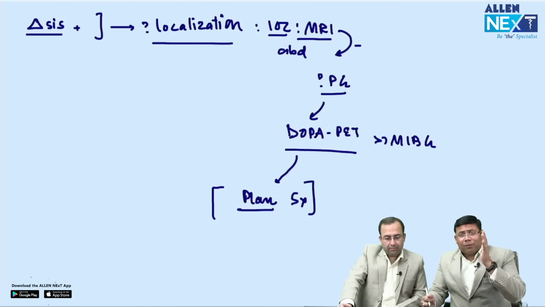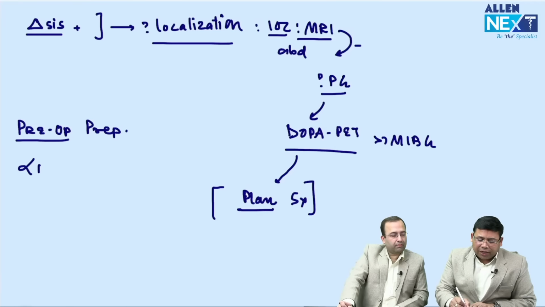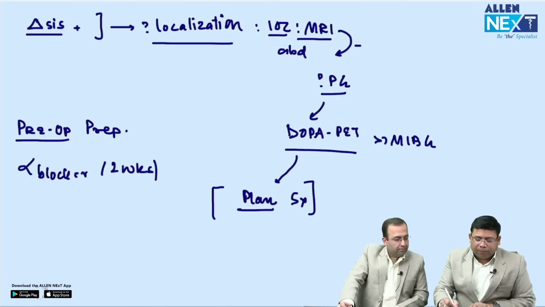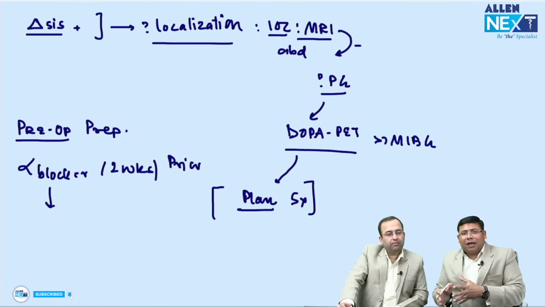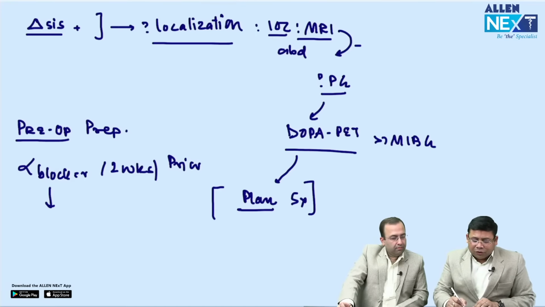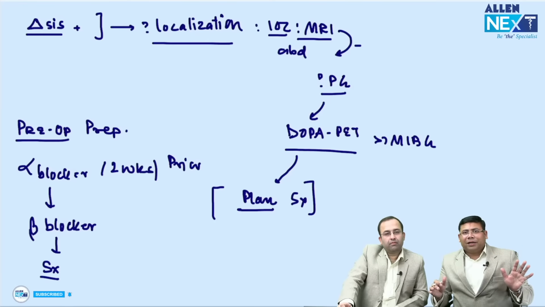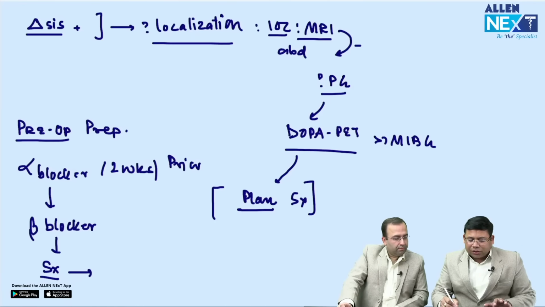So pre-operative preparation is very important. And when we talk about pre-op preparation, you have to start with alpha blockers. Remember, alpha blockers are started 2 weeks before prior to surgery. And then we need to understand that these catecholamines can have a sympathetic stimulation on the heart resulting in arrhythmias. So beta blockers are added, and then we plan the surgery, and post surgery suddenly all the sympathetic tone is lost. So in that case, post surgery you require alpha agonist support.